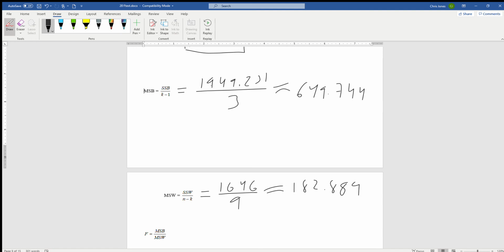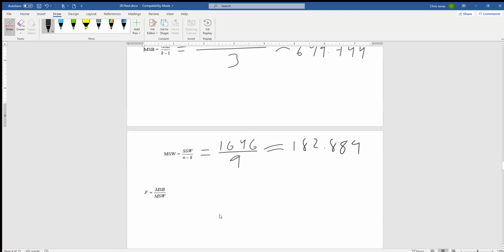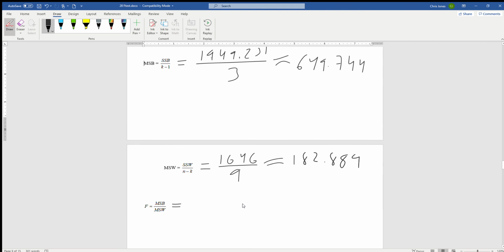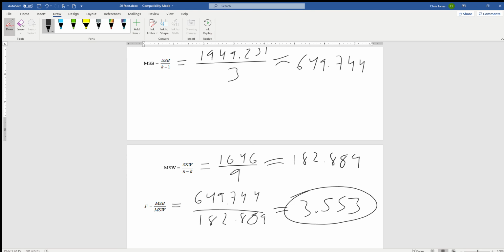Looks like we're going to get a fairly big F value, maybe not big enough to reject. So finally, we're going to take this MSB, which was 649.744, and divide it by 182.889, and I end up with 3.553. And that's our F statistic.